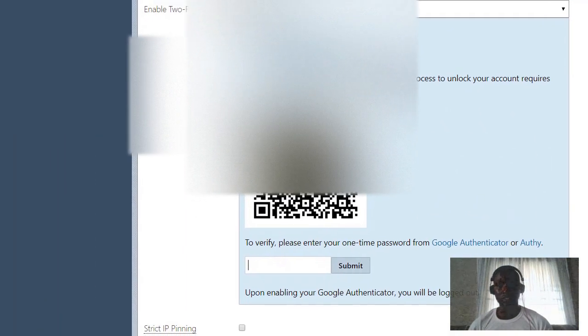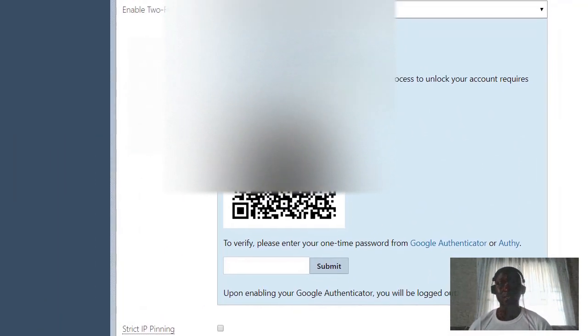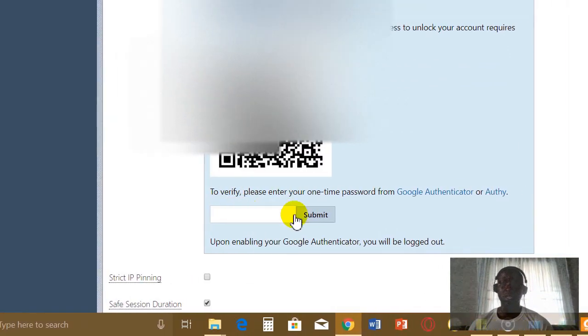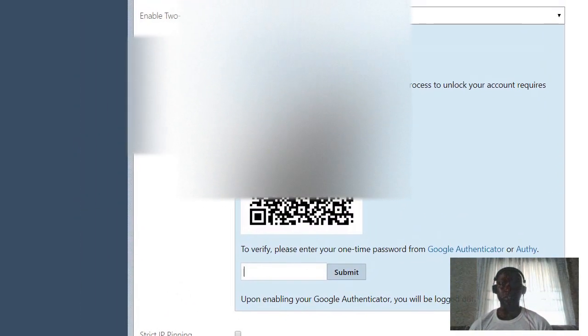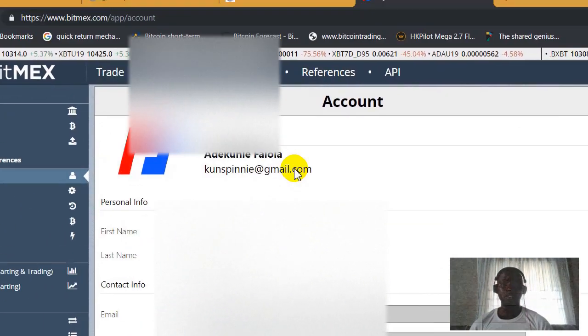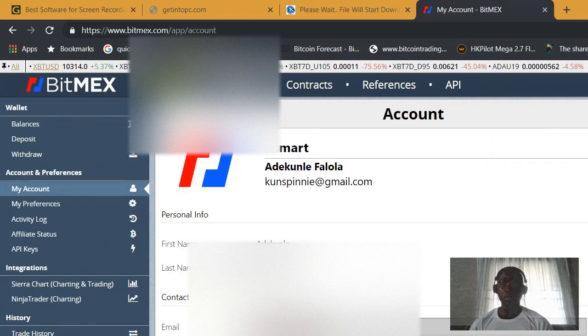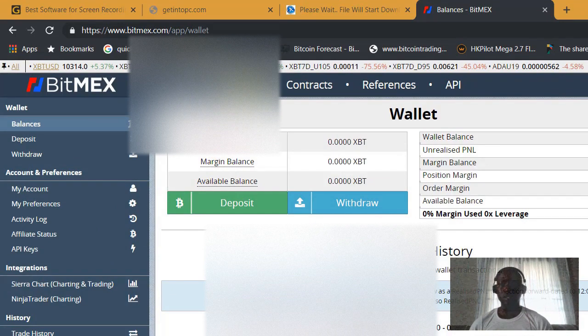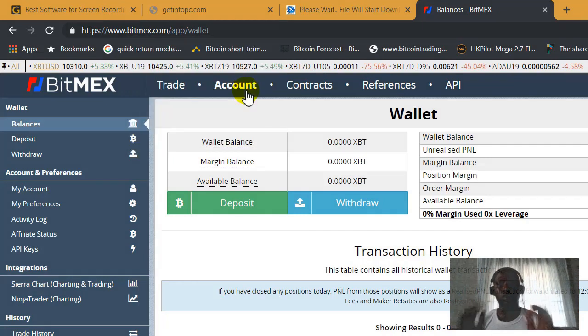So you use a Google authentication code to scan this. It's going to generate a 6-digit code, and the 6-digit code is what you're going to enter here. Once you enter it and submit, you're going to have your security set up. So whenever you want to log into your account, it's going to ask for your email, your password, and your Google authentication code. You can always access that on your phone. So even if somebody hacks your email, and they don't have access to your Google authentication code, they won't be able to log into your account. So your account is safe.